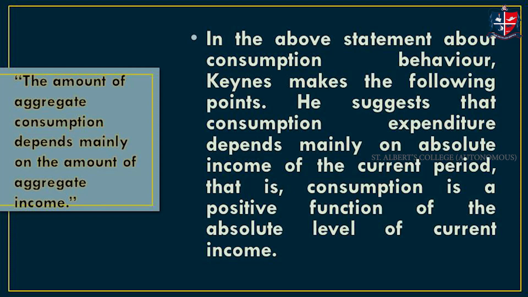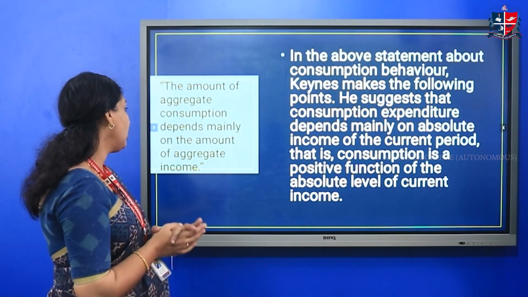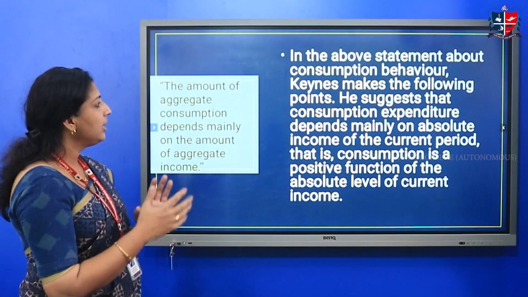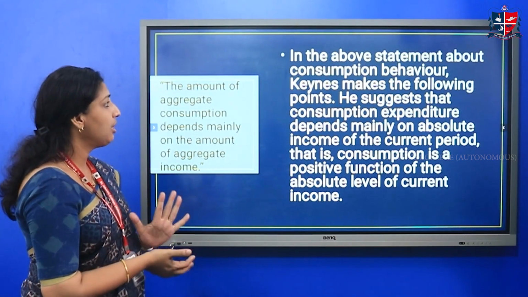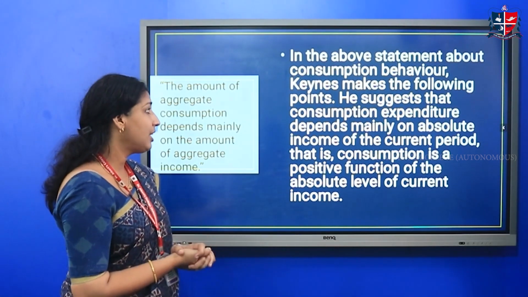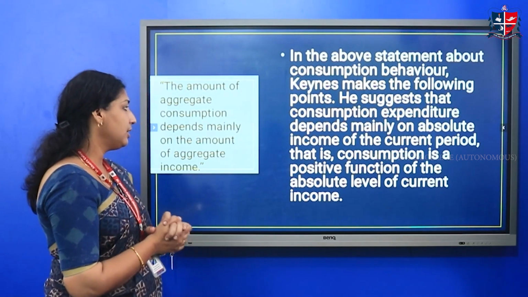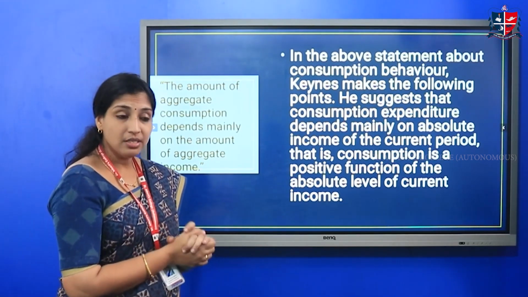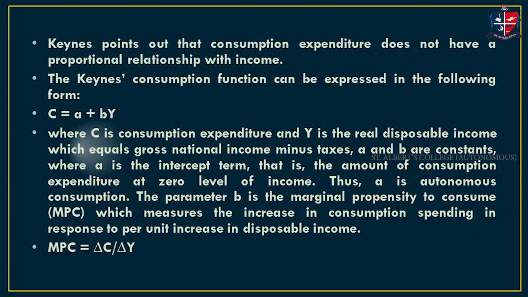Now, the amount of aggregate consumption depends mainly on the amount of aggregate income. This particular statement gives certain insights. What are they? We'll see. In the above statement about consumption behavior, Keynes makes the following points. He suggests that consumption expenditure depends mainly on the absolute income of the current period, that is, consumption as a positive function of the level of income. So, according to Keynes, consumption is a positive function of the level of income. That is his first proposition.